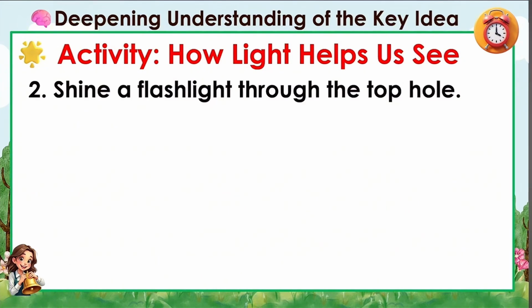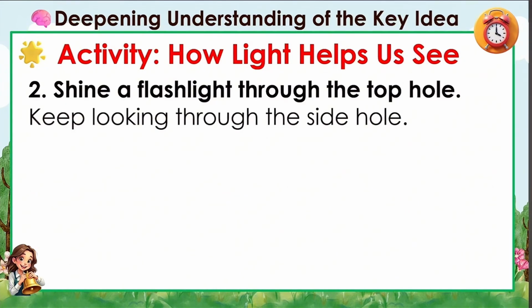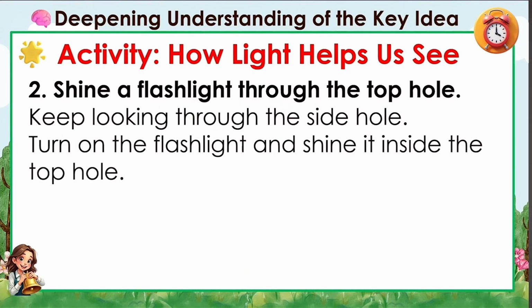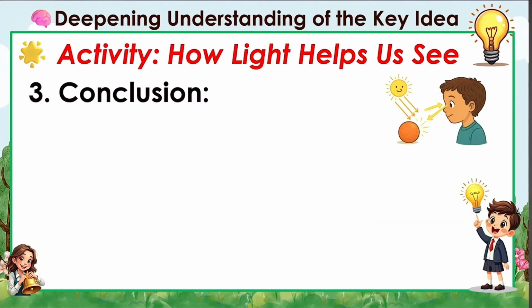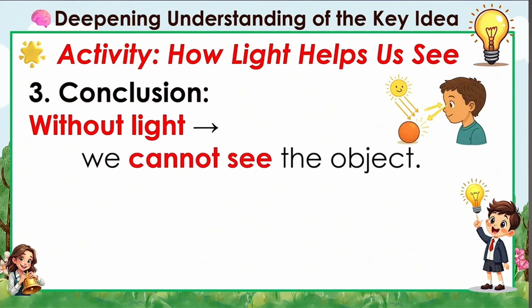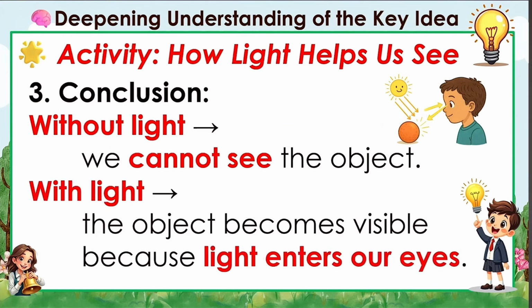Okay, 2. Shine a flashlight through the top hole. Now, the top hole will be uncovered and shine a flashlight through it. So still, keep looking through the side hole. Turn on the flashlight and shine it inside the top hole. Can you see now the object? So in this activity, we can conclude that without light, we cannot see the object. And with light, the object becomes visible because light enters our eyes.